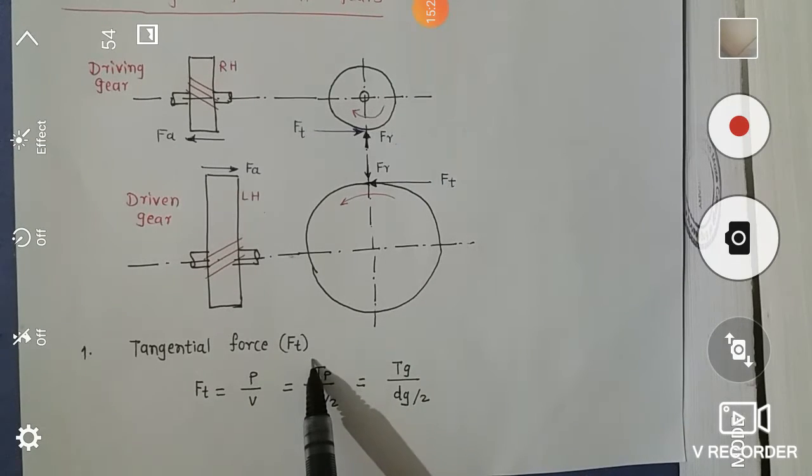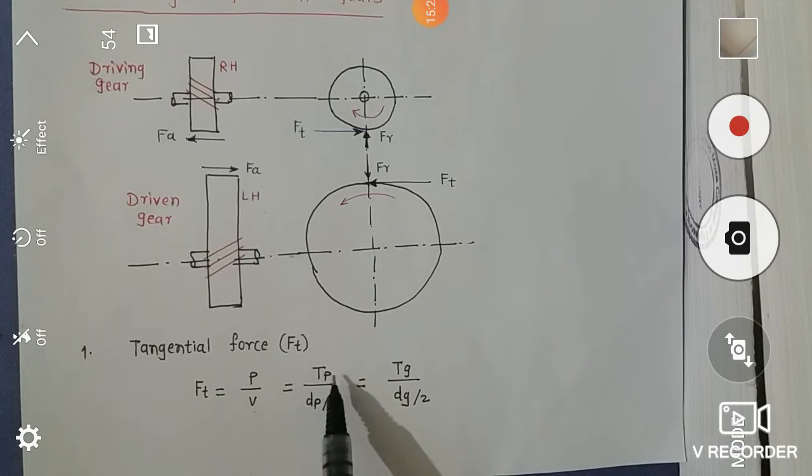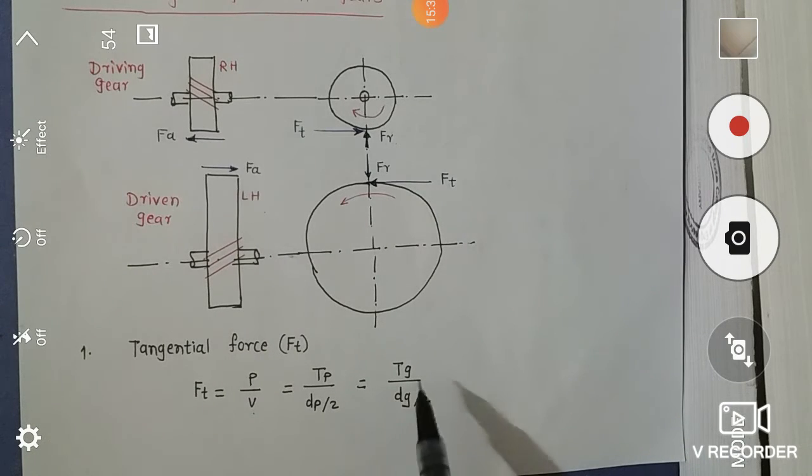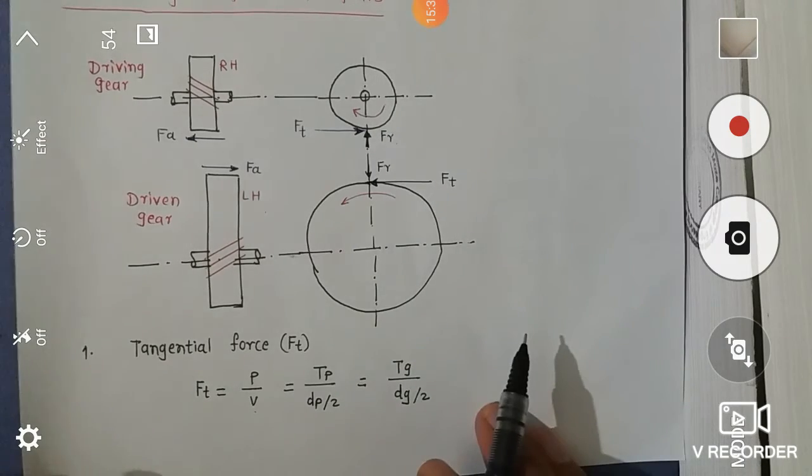So tangential force Ft is equal to power upon pitch line velocity V, which is equal to torque on pinion upon radius of pinion, which is equal to torque on gear divided by radius of gear.